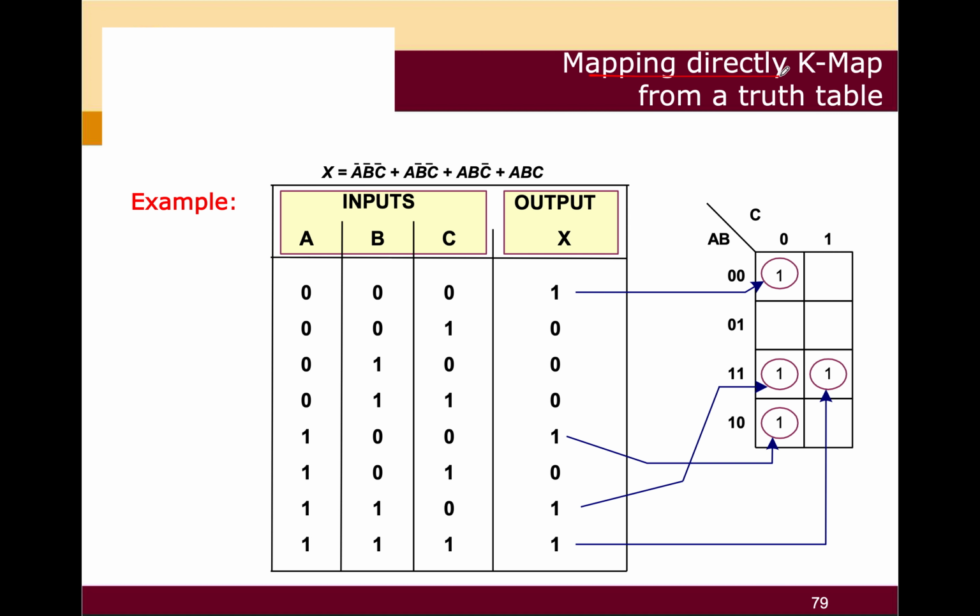Mapping directly to a KMAP from a truth table. You are given the truth table and you need to directly convert it into a KMAP, but it is just simple, and I think it's much easier than being given the Boolean expression, because it directly gives you the exact inputs, the exact points. So you just need to convert it into your KMAPs. So please try to do it.